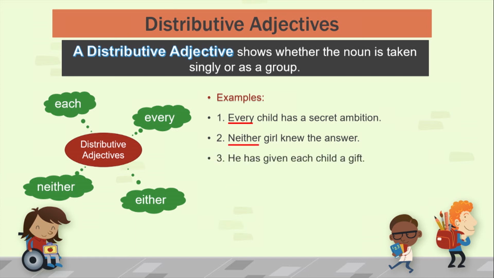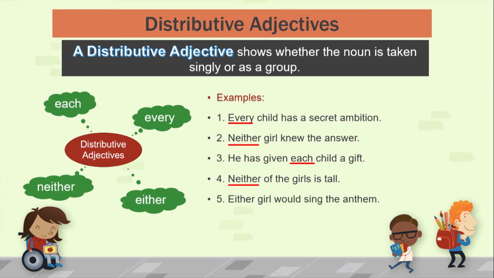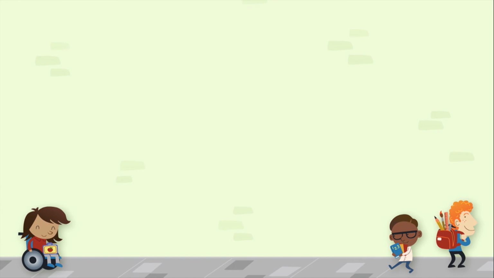He has given each child a gift. So if we know the group of children, because child is the noun, then we will know that each one of them received a gift. Not just some, not just a few. Each child got a gift. So each is a distributive adjective. Neither of the girls is tall. The adjective is neither. Either girl would sing the anthem. So it's a choice. Either of however many girls there are can sing the anthem.